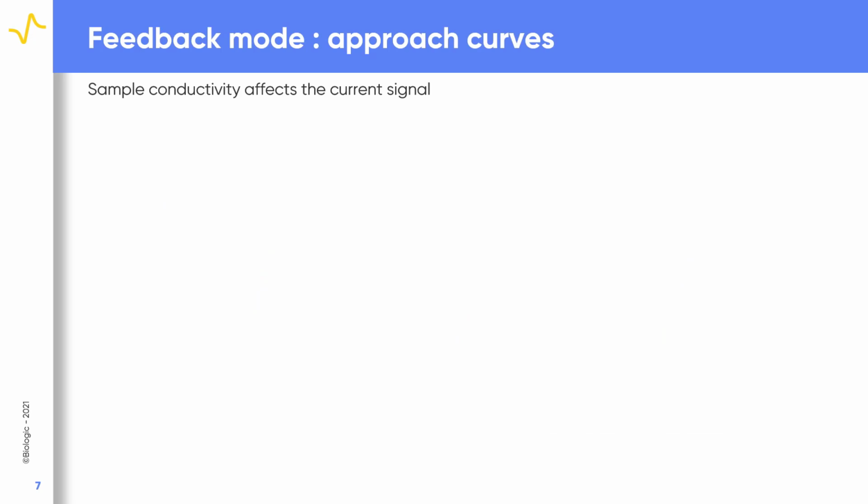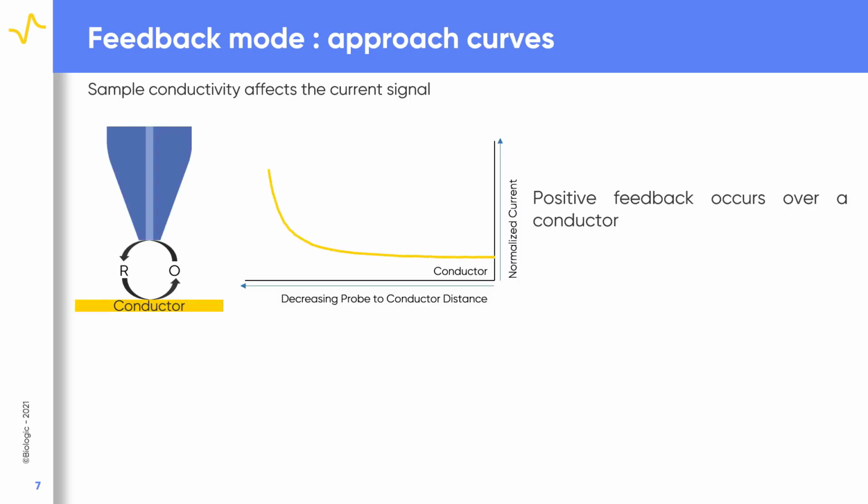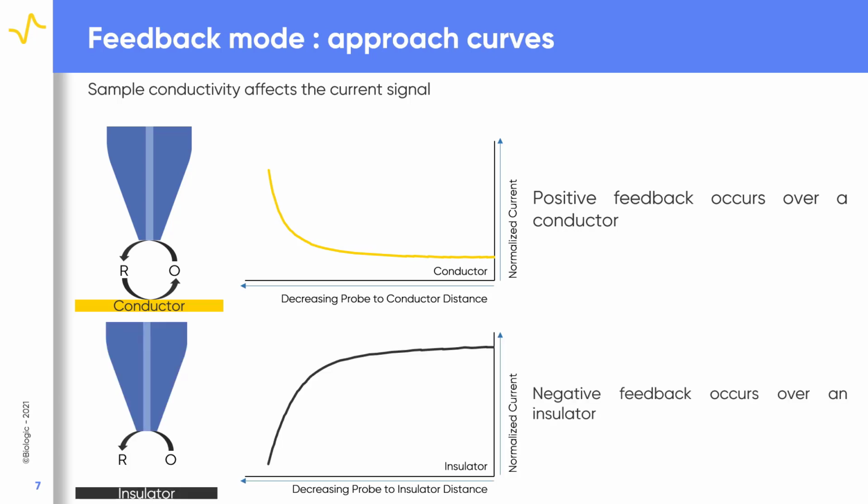An important experiment type in feedback mode SECM is the approach curve. As the probe approaches the sample, the current measured changes based on the probe to sample distance and sample type. When the probe is approached towards a conductor, as the probe to sample distance decreases, the current signal increases exponentially. This is referred to as positive feedback. If the probe is instead approached towards an insulator, as the probe to sample distance decreases, the current signal decays exponentially. This is referred to as negative feedback.